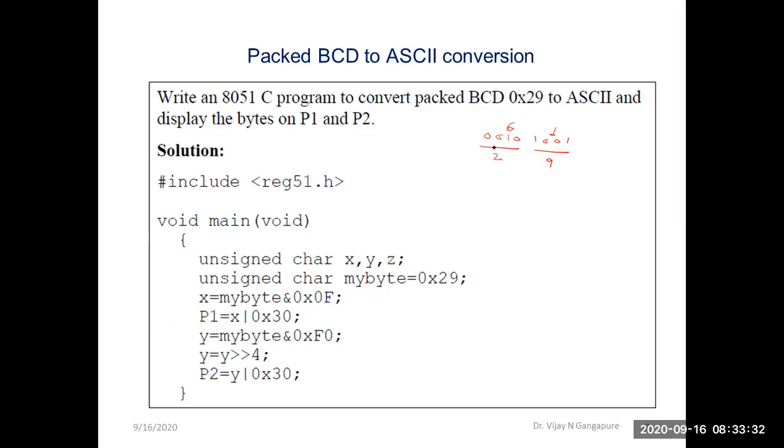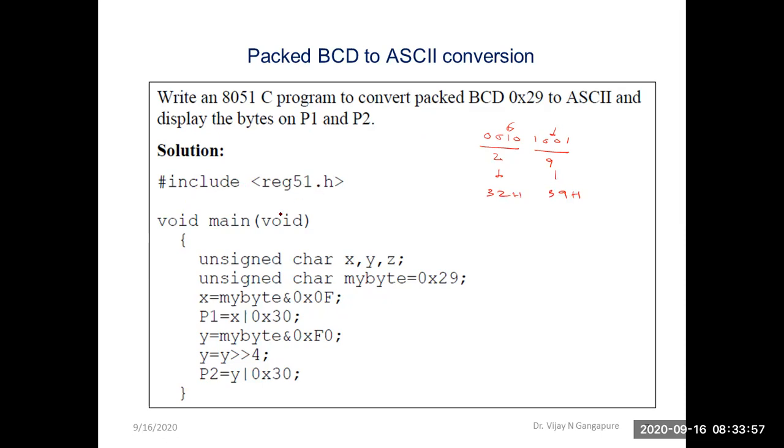So we have to convert these two BCD numbers to their ASCII codes. That is, the ASCII code of 2 is 32H and the ASCII code of 9 is 39H. That is the objective for which the program is written. Now see here, we have to output this 32H and 39H to port 1 and port 2. So the program is written very simply.